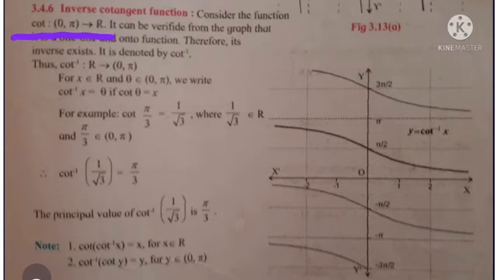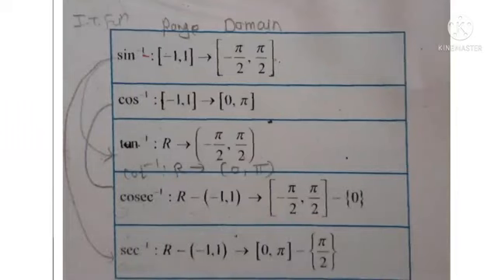The principal value of cot inverse 1 upon root 3 is pi by 3. So students, all these six inverse trigonometric functions you can write in tabular form. What is the tabular form? See here, I have given the sine inverse trigonometric function first. Sine inverse: its range is -1 to 1 and domain is the closed interval -pi by 2 to pi by 2. You remember this chart.